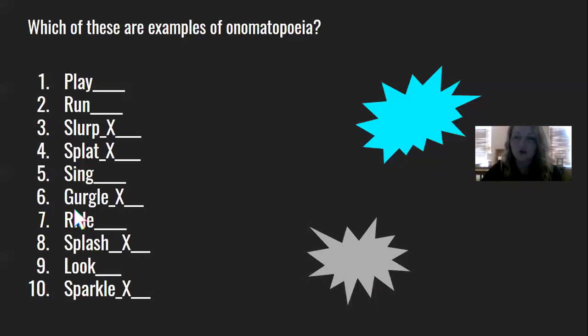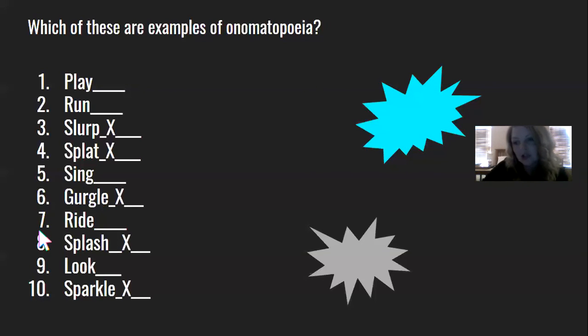What about the word gurgle? I think gurgle is a funny word, and it is kind of like when someone is gurgling, that's the sound it makes, right? So that is a sound effect word. That is an onomatopoeia.